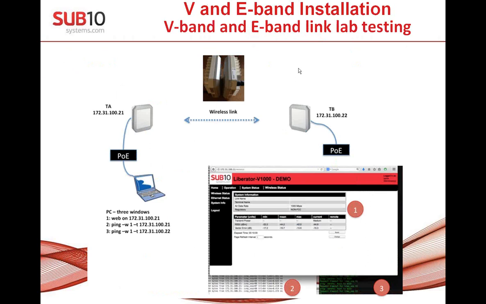And okay, now if I am doing lab testing to be sure that the system is up and running and there is no issue with wireless part, I am doing in this setup. I have computer going to the PoE to the one unit. This unit is configured to this address 1021, and opposite unit is just connected to the PoE and it's using 1022. On PC, I am concurrently opening 3 windows. First one, it's web interface to the 21, which is okay because I can open it as I am logged or connected directly to it.